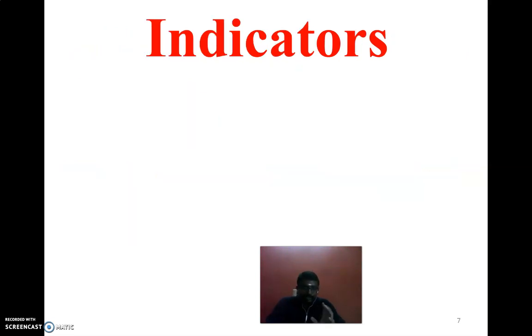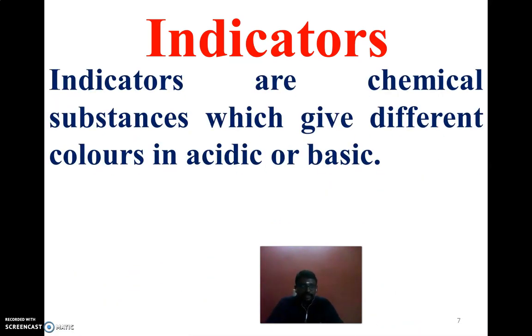Now we discuss the indicators. Indicators are chemical substances which give different colors in acidic or basic solutions. So when we add indicators to an acid or base, it will give different colors. From that we can easily identify whether the given substance is an acid or a base. There are various indicators.